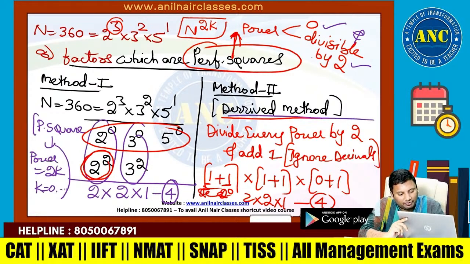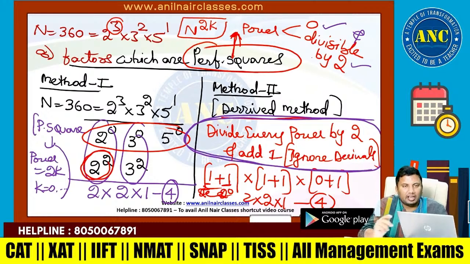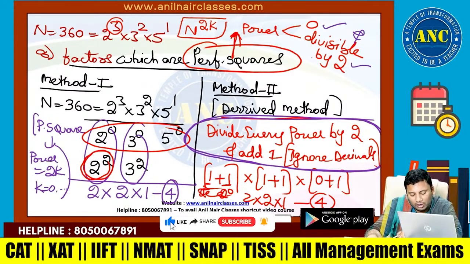4 is the answer. Divide every power by 2 and add 1. Please make a note of this. Why are we dividing every power by 2? A perfect square means the power should be divisible by 2. Why are we adding 1 to it? Because 2 power 0, 3 power 0, 5 power 0 are all perfect squares. 1 is a perfect square. 1 plus 1, 1 plus 1, 0 plus 1. 2 into 2 into 1.